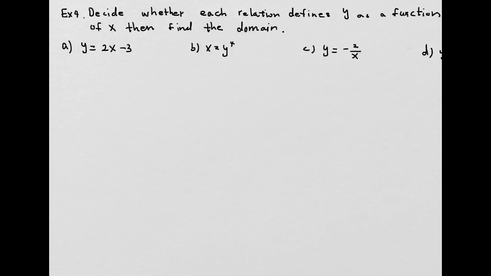Example 4, we wanted to see if we can decide whether each relation defines y as a function of x. Then we wanted to find the domain. So if we're looking at A, we have a linear equation. Linear equation with positive slope, the graph will look like that. And if we draw the vertical line test, it meets 1 point. So we know, yes, this is a function.